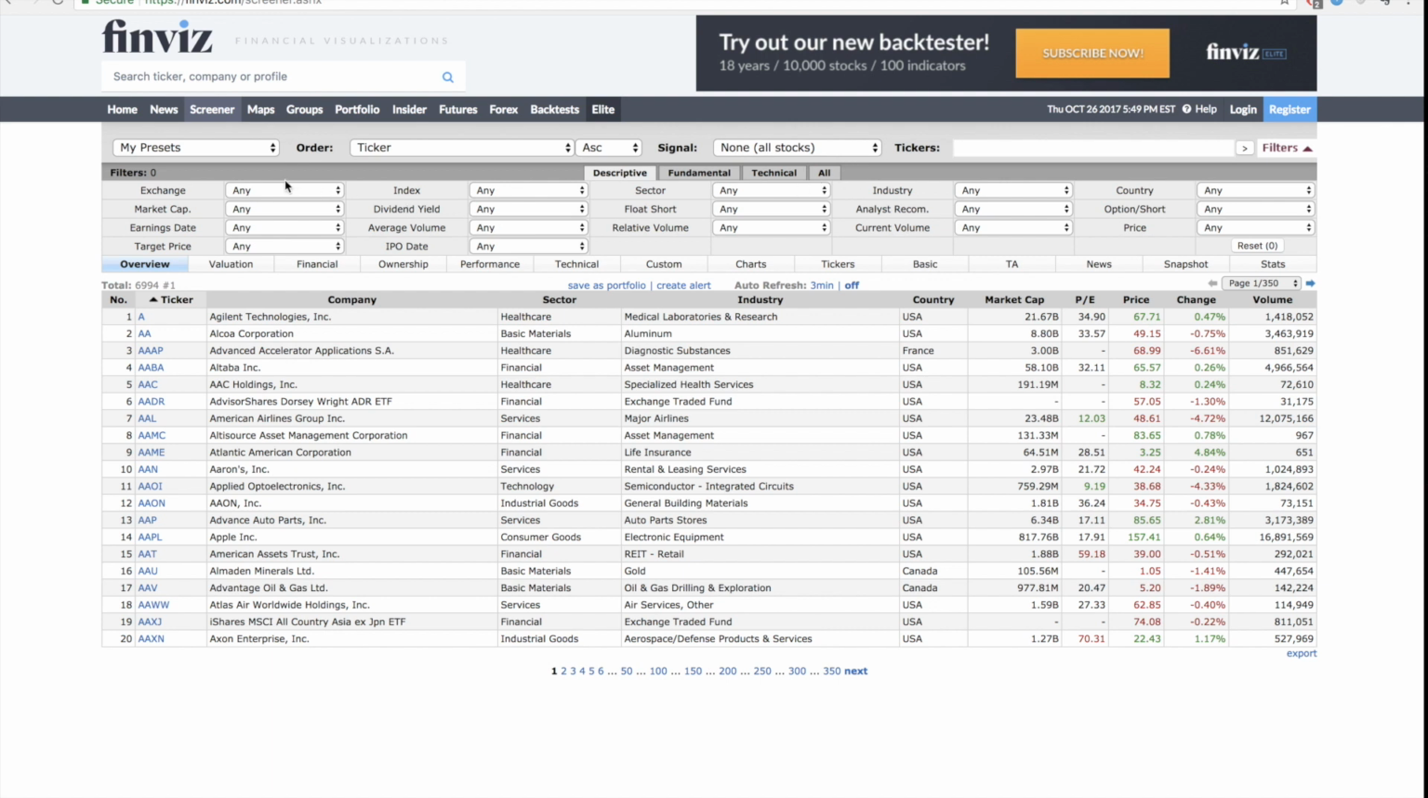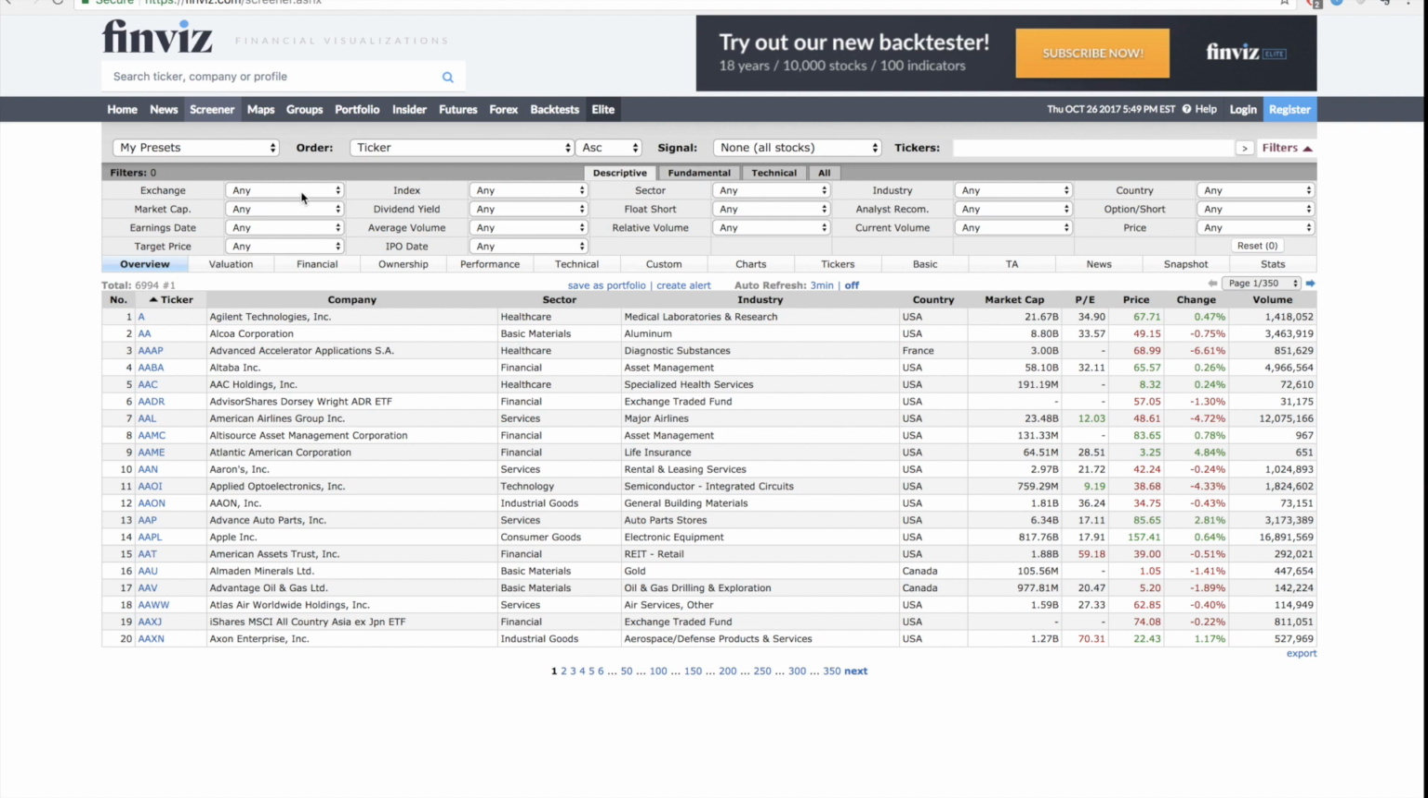When you first click on Screener, you'll be met with the descriptive section of the screener. Here you want to enter just a few basic things to narrow down your search. As you can see here, the total is 6,994, and by the end of our settings, it should be reduced drastically.